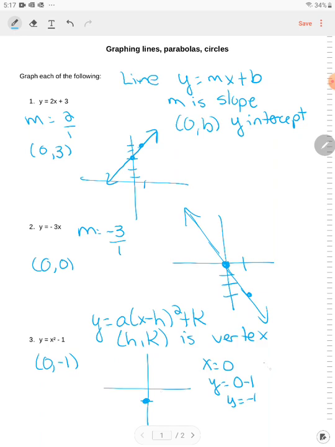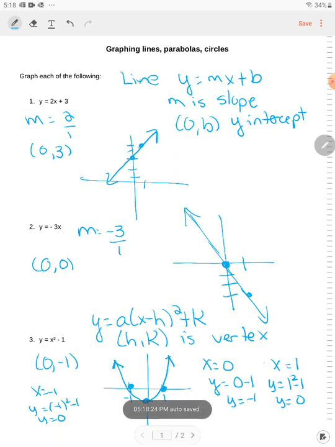If we plug in, that confirms our vertex. So if we need to choose another point, one to the right and one to the left, if you plug in x equals 1, y is equal to 1 squared minus 1, y is equal to 0. If you plug in negative 1, negative 1 squared is positive 1, 1 minus 1 is 0. When you connect the dots, your parabola has a slight curve to it. They're not straight lines. And this one opens up.